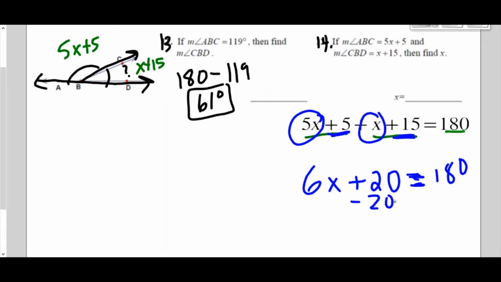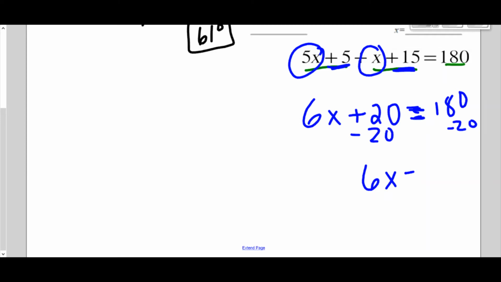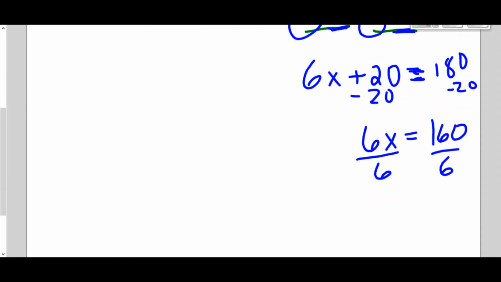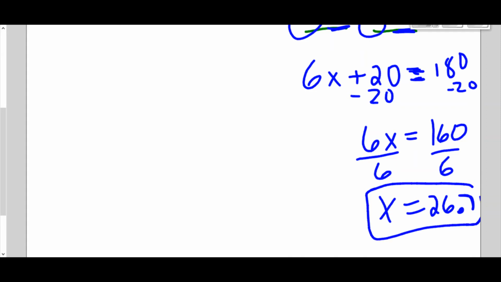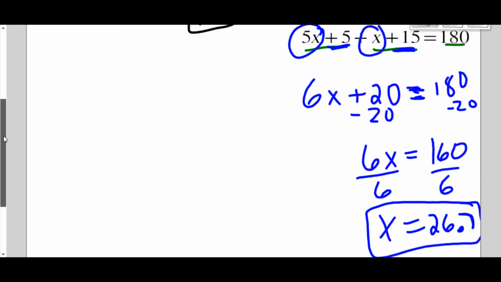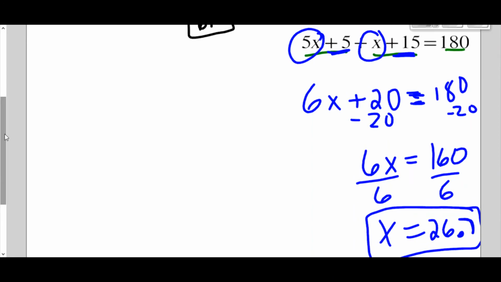Subtract 20 from both sides. So I get 6x is 160. Divide both sides by 6. So I'm going to get x equals 26.7. So that's my answer for the second one, is x equals 26.7.